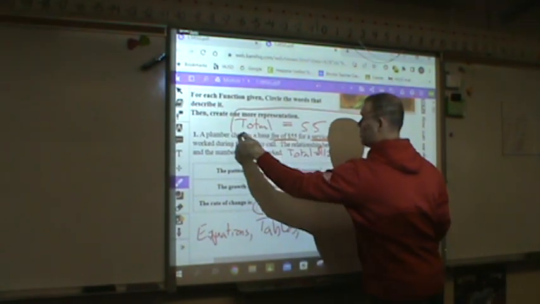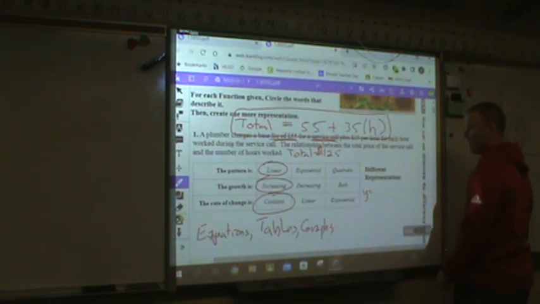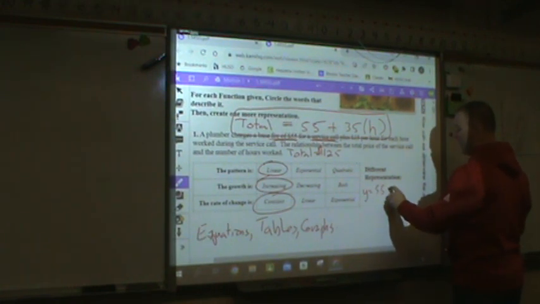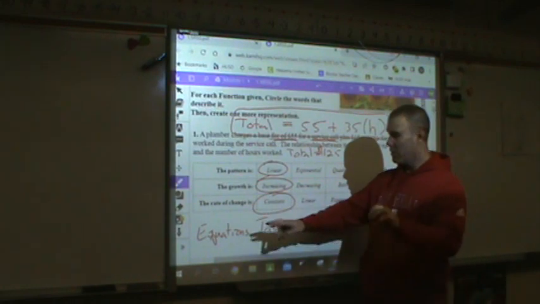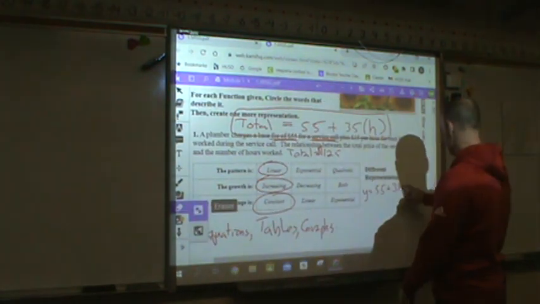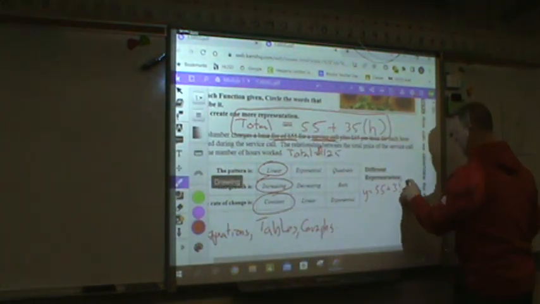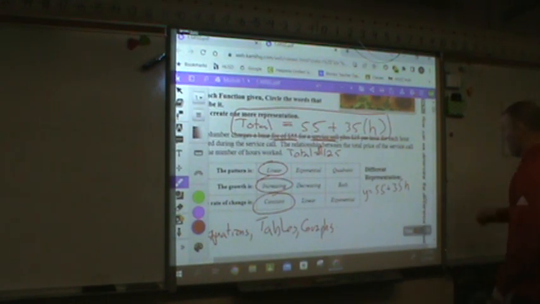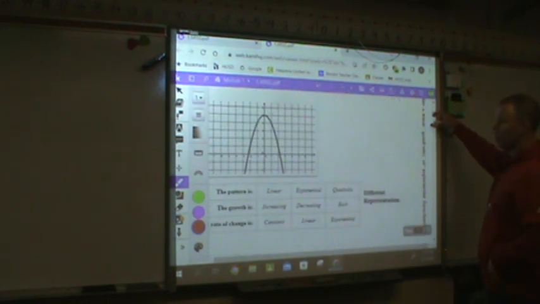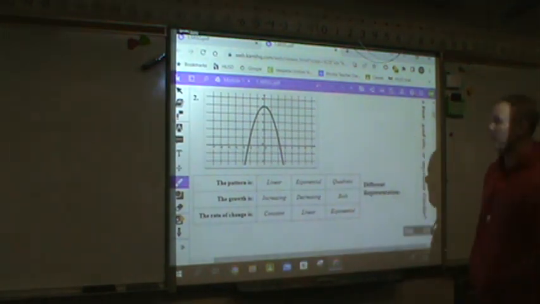If you're paying attention, here is my focus right here. y, or f of x, equals 55 plus 35h, where h is the number of hours, and y is going to be my output. You could put f of x. So there's number one. We'll do one other one, and you should kind of get the idea from here.